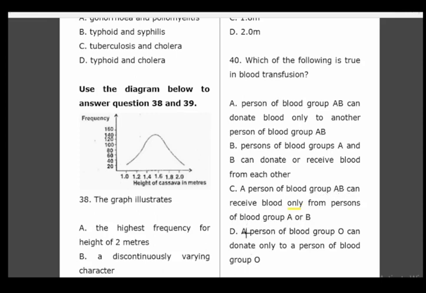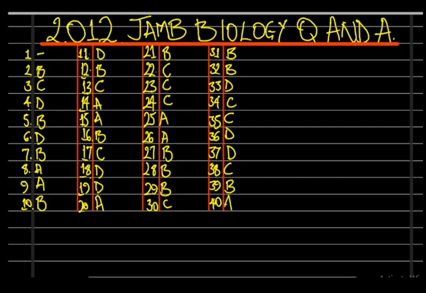And then option D says a person of blood group O can donate only to a person of blood group O. That is not true. Blood group O is a universal donor, so it can donate blood to any of the existing groups. So the right answer that we have here is option A, which says person of blood group A can donate blood only to another person of blood group AB. Option A. Going to question 41 now.